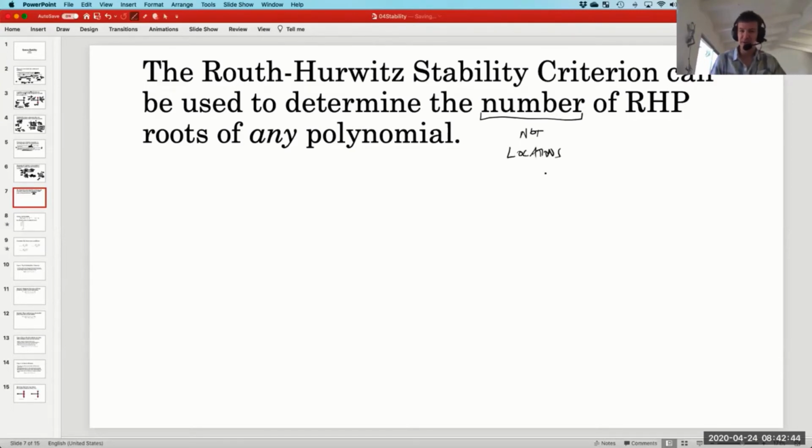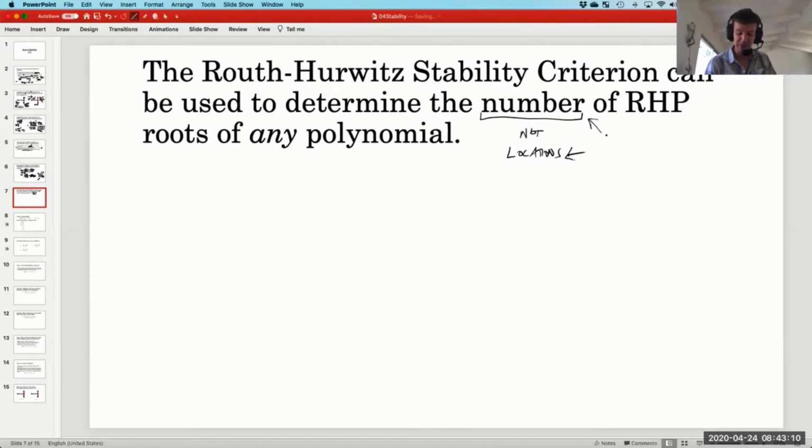Okay, so this is only going to tell you how many of the roots of a polynomial are in the right half plane and how many in the left half plane, not where exactly in the right half plane those roots are. Okay, so this is a trade-off. We are going to give up some specificity. That is, we're not going to ask where the exact locations are, but in exchange for that trade, we are going to be able to say, are there any in the right half plane? And that's really what it comes down to for engineers.